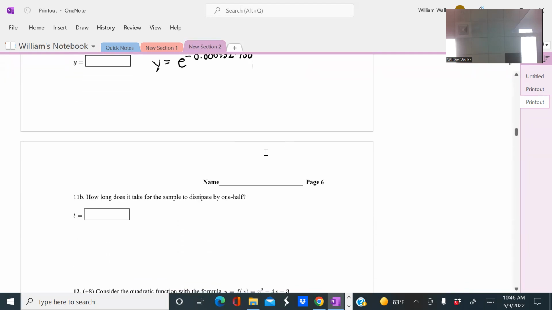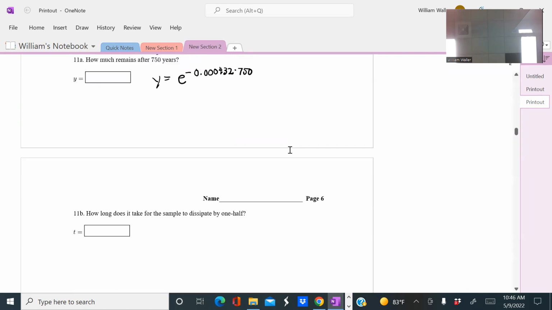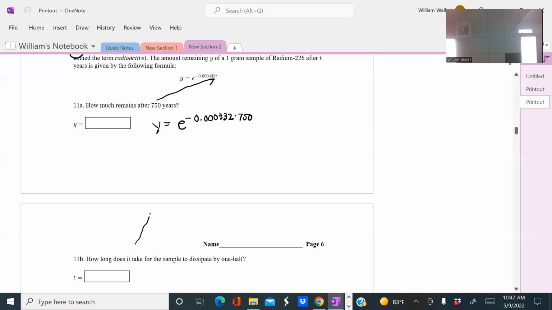Now, however, the next question is more interesting. It says, how long does it take for the sample to dissipate by 1/2? So how long would it take for that 1 gram of radium to reduce to 1/2 of a gram? That's called the half-life of the substance. So radioactive substances have half-lives, and that's what we're computing here, how long it takes for an amount to dissipate by 1/2.